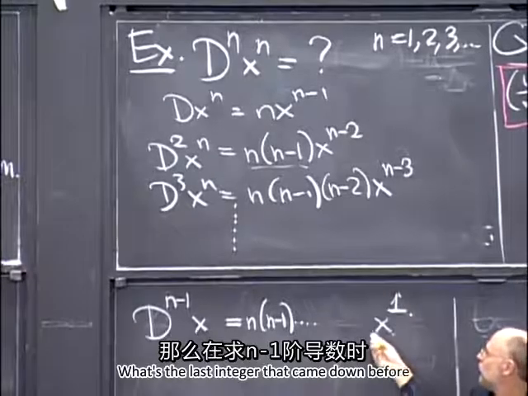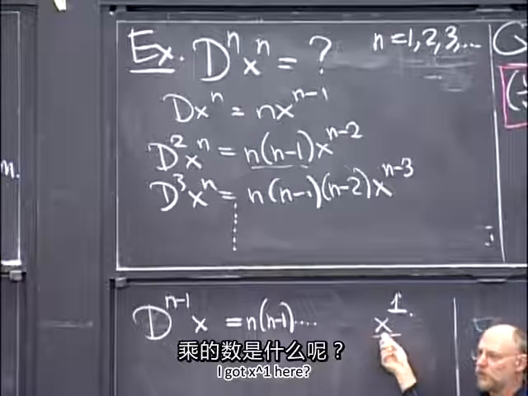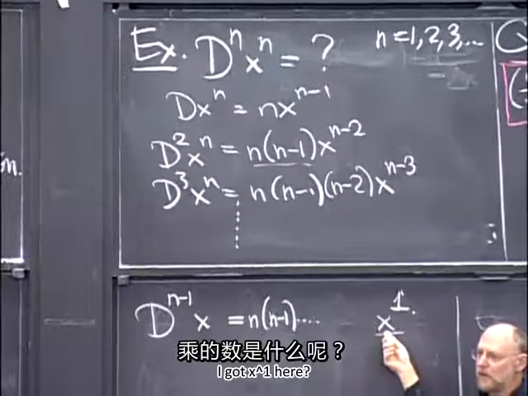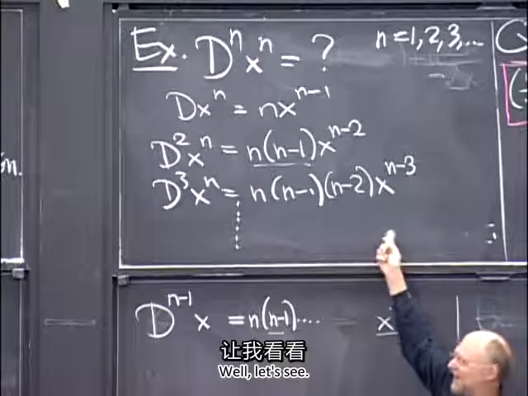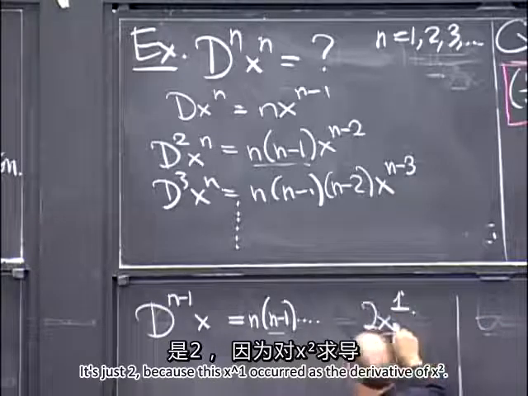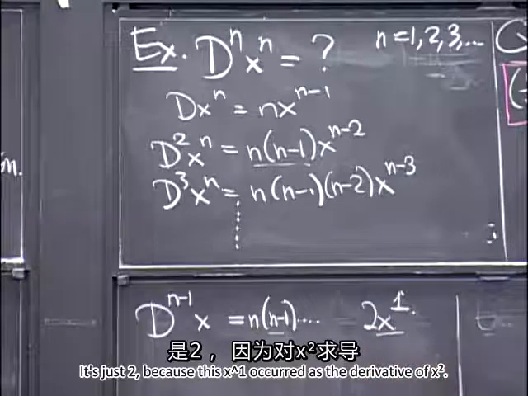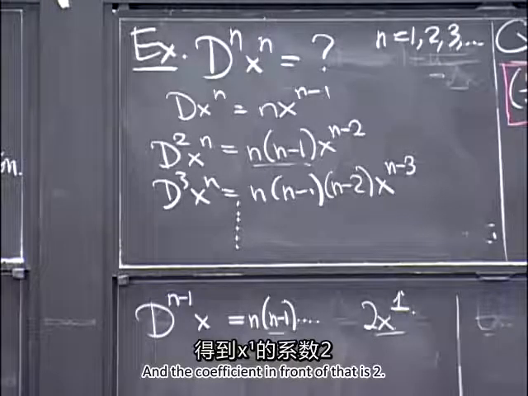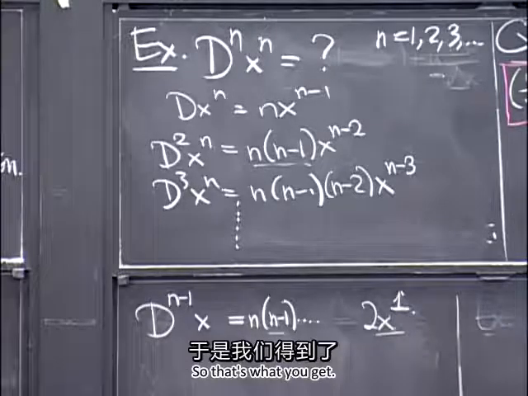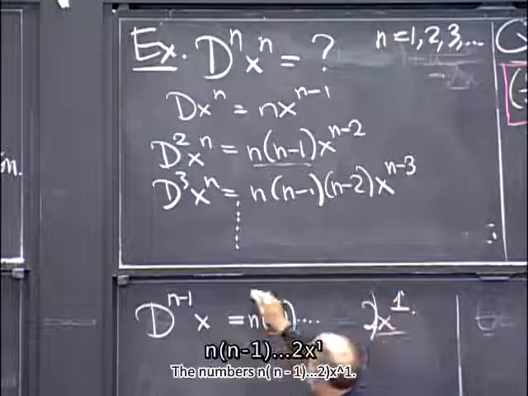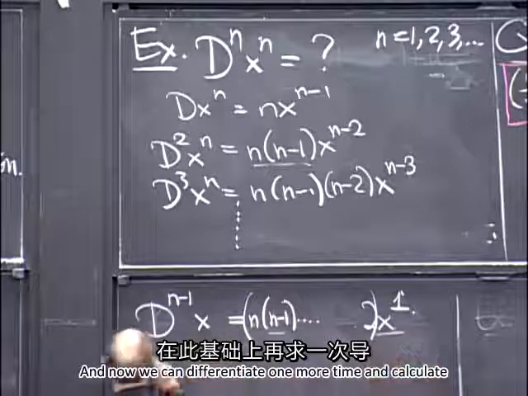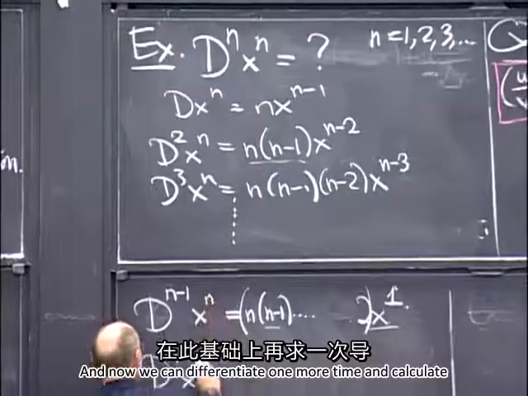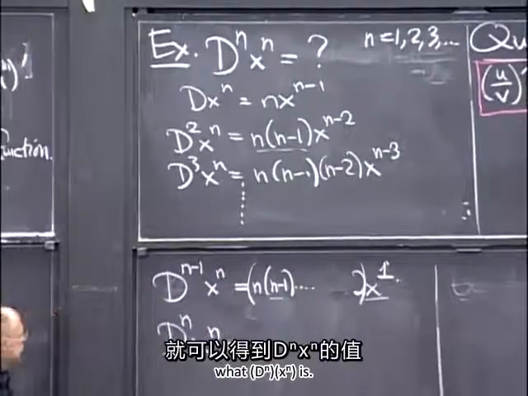What's the last integer that came down before when I got x to the first here? Well, let's see. It's just 2, because this x to the first power occurred as the derivative of x squared, and the coefficient in front of that is 2. So that's what you get. The numbers n, n minus 1, and so on down to 2 times x to the first. And now we can differentiate one more time and calculate what d to the n of x to the n is.